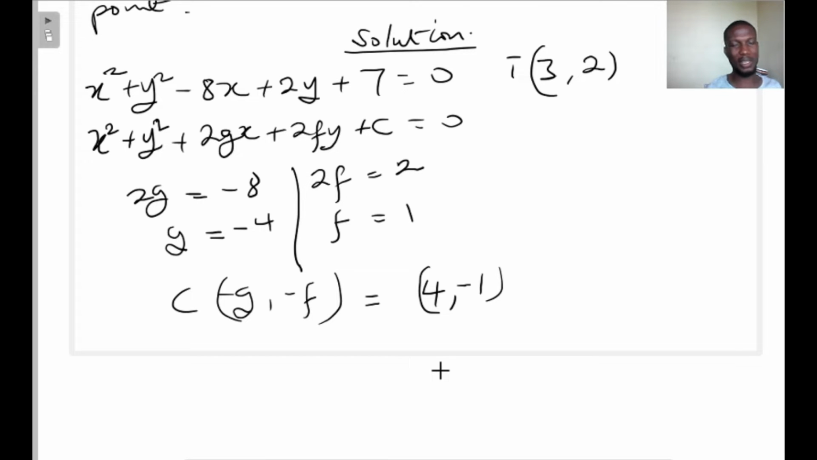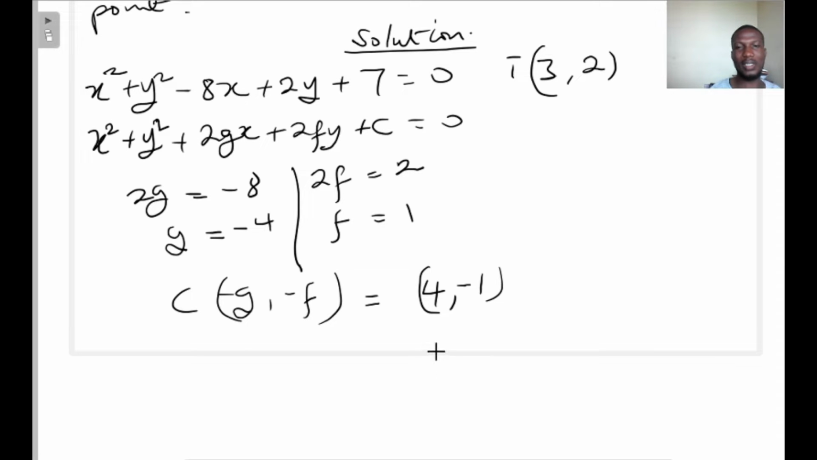I use different approaches in solving, so you can check that out. So now that we have found that, we are now going to find the gradient of the radius to the circle, and the radius is from the center to the point on the circumference. That will be the radius of the circle.